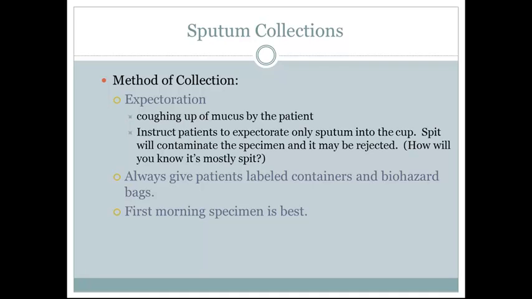Sputum collection. So coughing up a mucus of the patient is what we are doing. So instruct the patient to expectorate only sputum into the cup. Do not spit. Spit will contaminate the specimen and it will be rejected by the lab. So how do we know whether it is spit? Spit is generally clear and it is much, much thinner than any sputum. Sometimes your sputum will have a yellow, greenish tinge or a bloody tinge, and that is okay, and obviously that's not normal, but that way we know it's more than just spit.